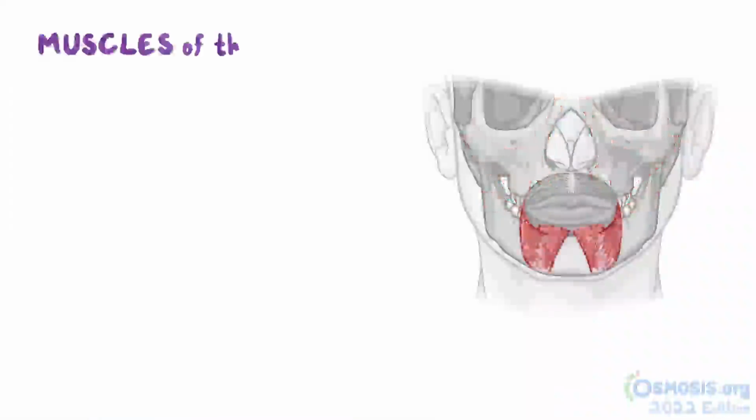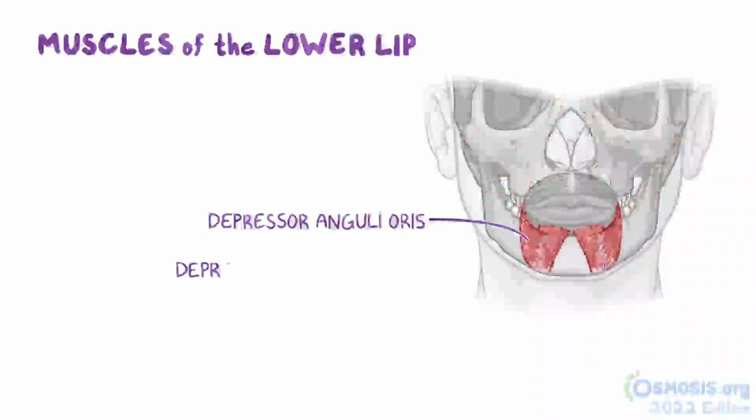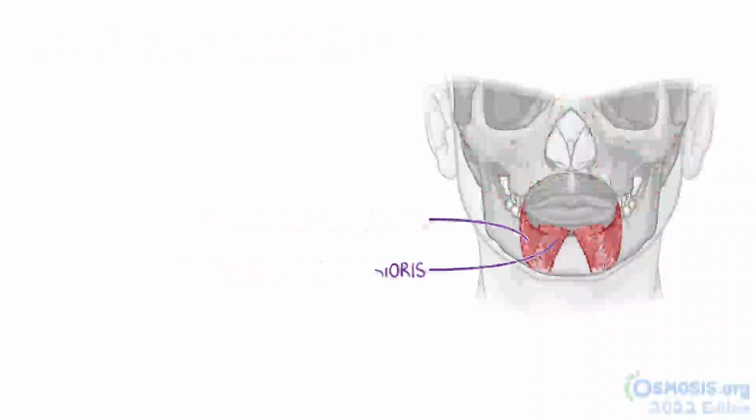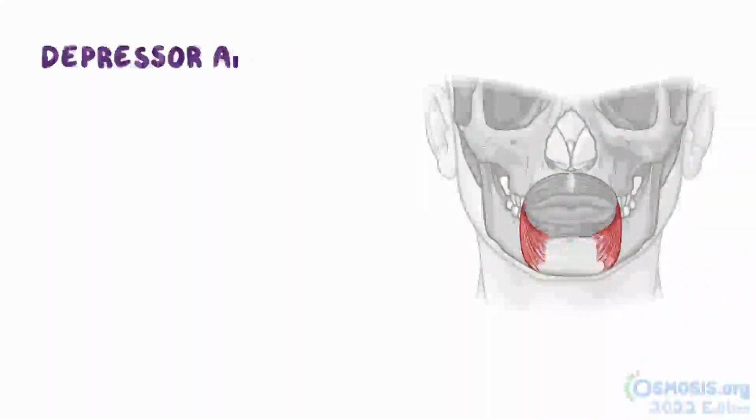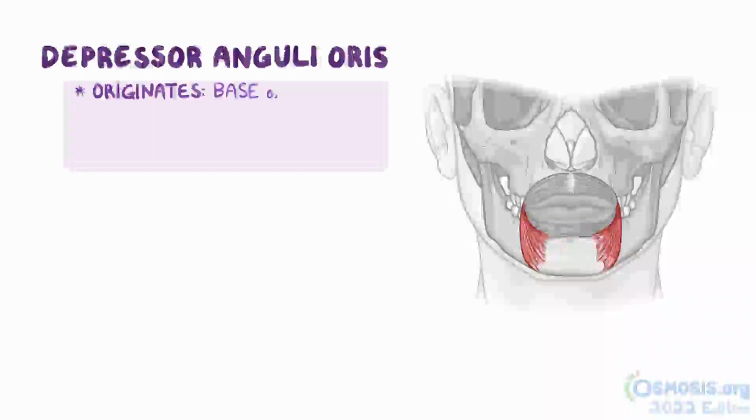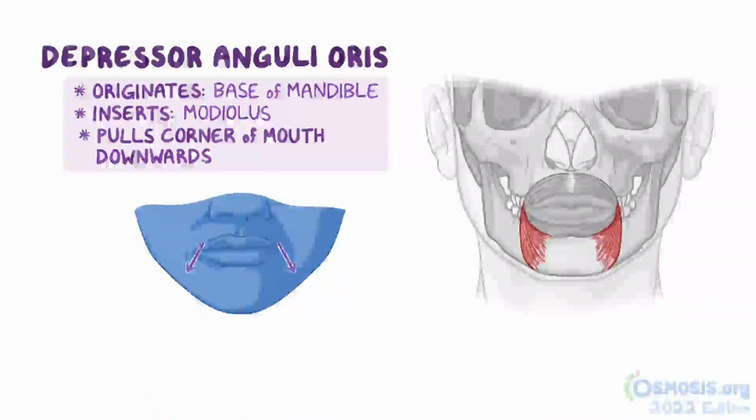Now, the muscles of the lower lip are the depressor anguli oris and the depressor labii inferioris. The depressor anguli oris originates on the base of the mandible and inserts on the modiolus. It pulls the corner of the mouth downwards to express sadness.